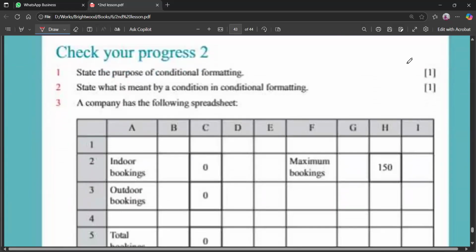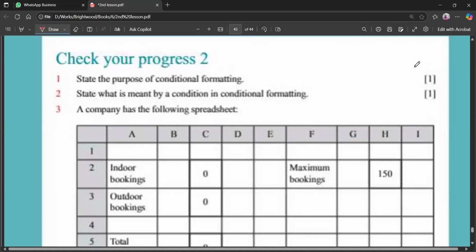Can you start to write this question? Shall we start? I give you 2 or 3 minutes. Try to start writing this question. They're asking about your progress. What is the first one? State the purpose of conditional format. Did you remember? Conditional format.